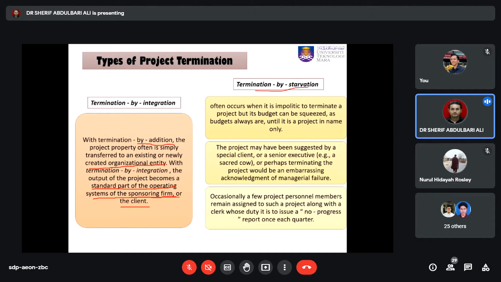Starvation termination occurs when it is politically difficult to terminate a project, but the budget can be squeezed. So this means taking portions of these projects as small cuts to support the project's name only. The project may have been suggested by special clients or by a senior executive, or perhaps terminating the project would be an embarrassing acknowledgement of management failure. So they cannot announce its failure, so they start to squeeze the budget from that project.